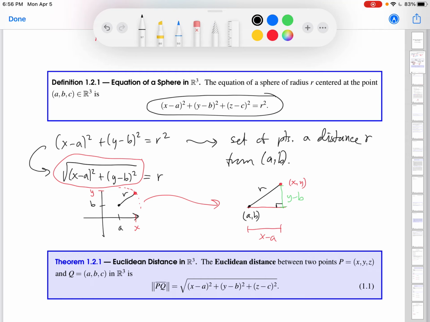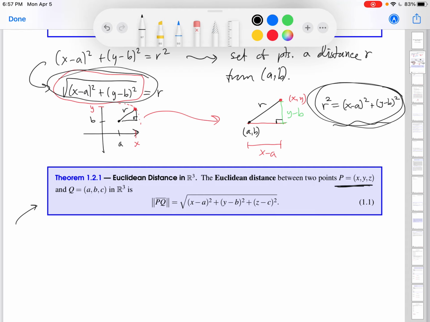But the Euclidean distance in R3 is defined as follows. So suppose we have 2 points x, y, z, and a point a, b, c. Then the Euclidean distance, I'll tell you about this notation in a minute, is basically the Pythagorean theorem in 3 dimensions. So again, if you blot out this part, that would be the distance that we just talked about over here between 2 points in the plane. So what we're doing down here is we're basically extending this result to R3.